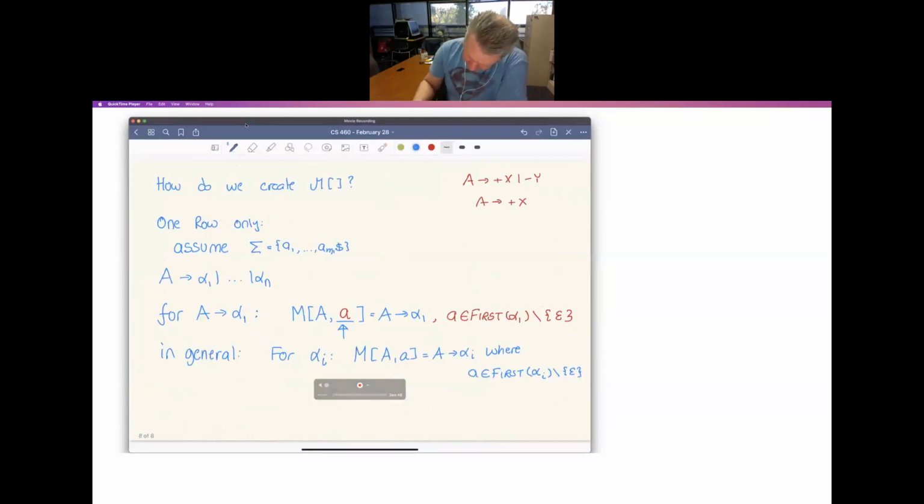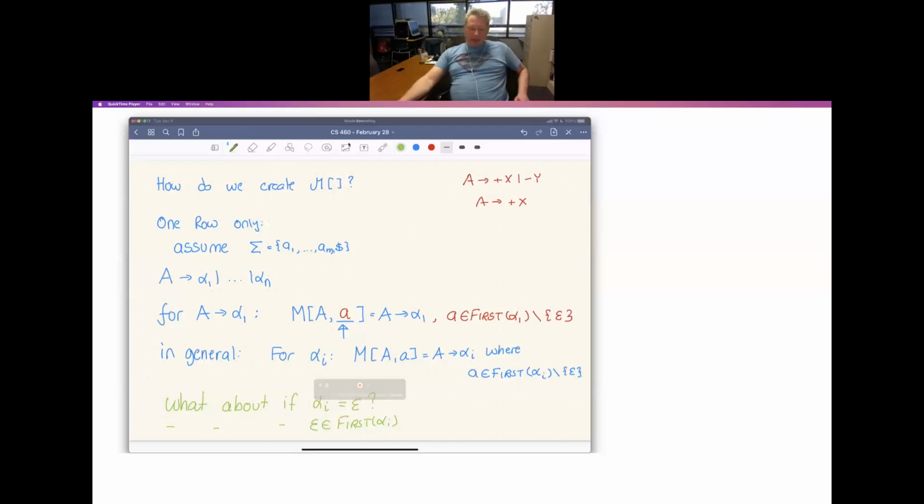So now we can ask a question. Actually, we need to ask two questions. What about if alpha I is equal to epsilon? And what about if epsilon is indeed in the first of alpha I? That particular case we haven't looked at, but we can do an example on that in just a second.